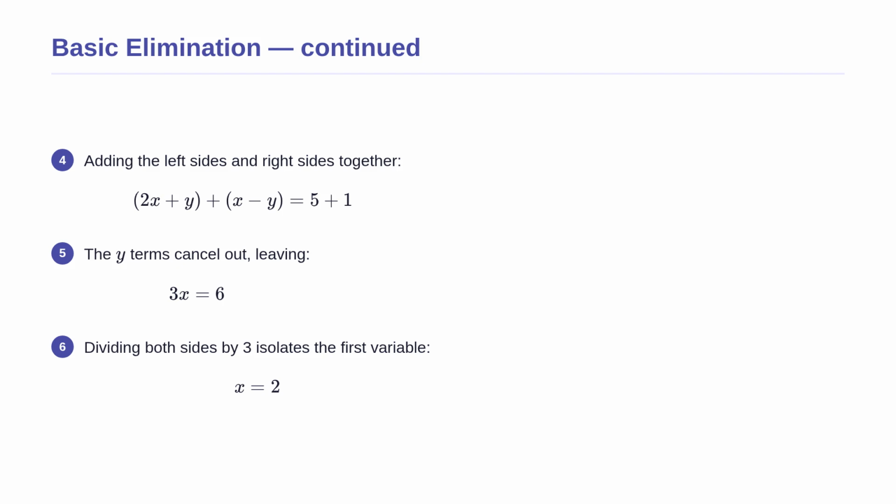Now, to isolate x, we simply divide both sides of our new equation by 3. This tells us that the exact value of our first unknown variable is 2. The puzzle is halfway solved.